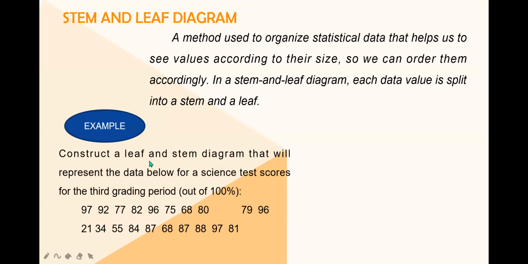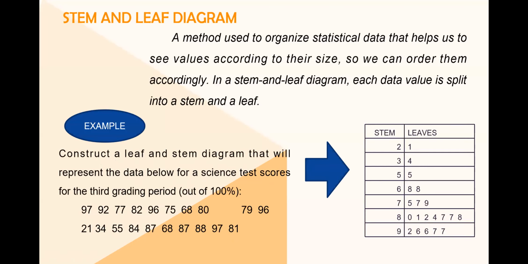Construct a stem and leaf diagram that will represent the data below for the science test scores for the third grading period out of 100%. So the table is like this. For the stem and leaf, definitely we have this column stem and we have leaves. For the stem, we're pertaining to the tens digit. So what is tens digit? The tens digit of 21 is 2. That's why you need to put 2 here. And the leaf is equal to 1 simply because this is what we call the ones digit.